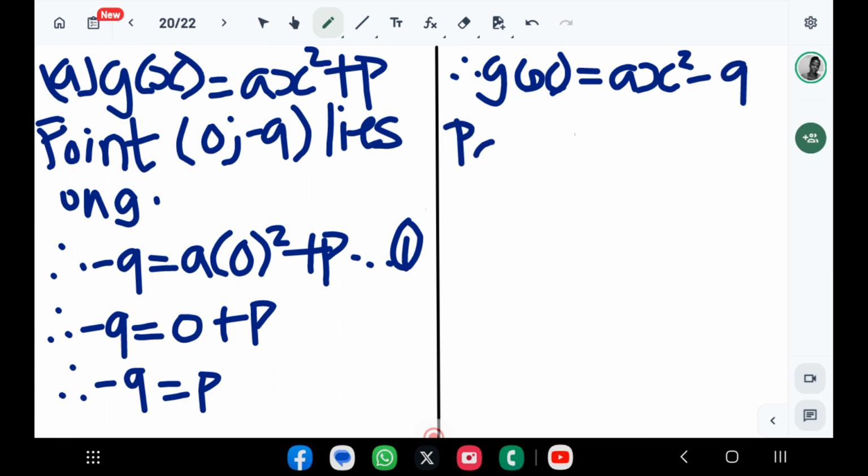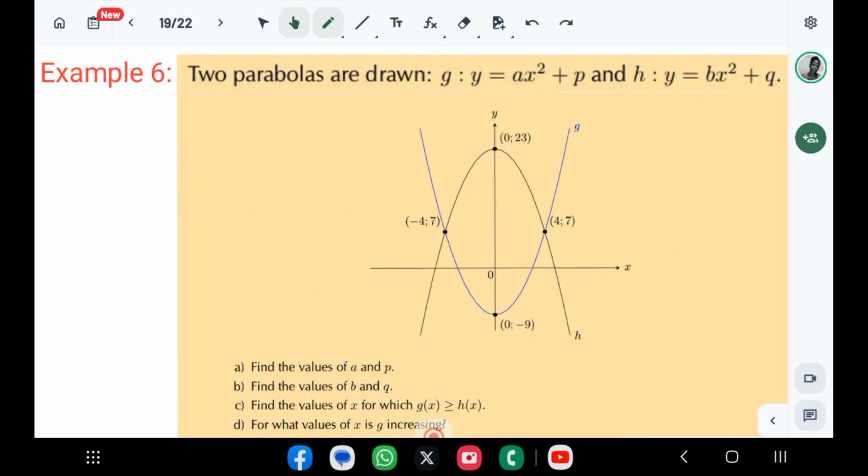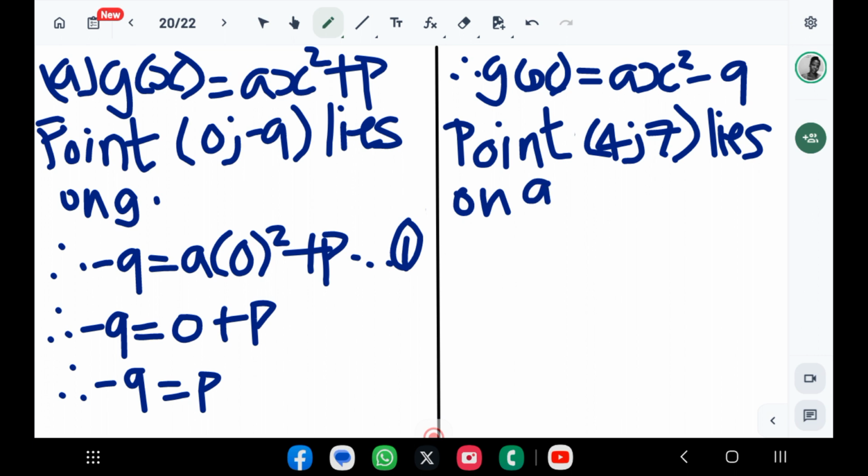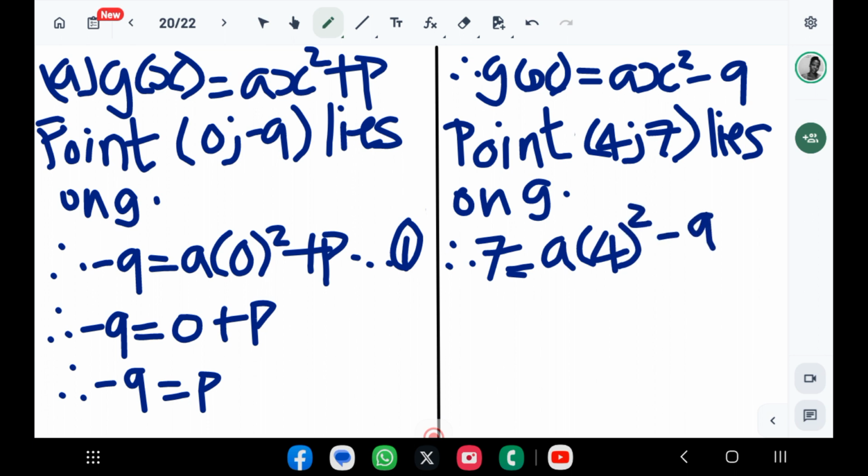Another point also lies on the graph. We've got two more points that lie on the graph. Let's choose (4, 7). Point (4, 7) also lies on G. Therefore, 7 equals a times 4 squared minus 9. Take the negative 9 to the left hand side: 7 plus 9 equals 16a.